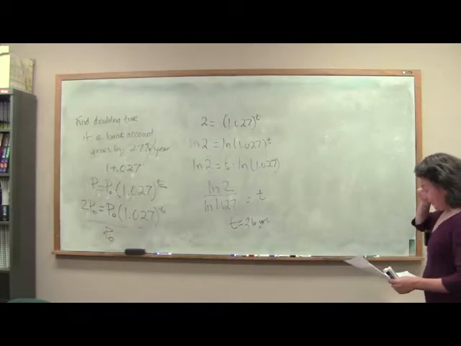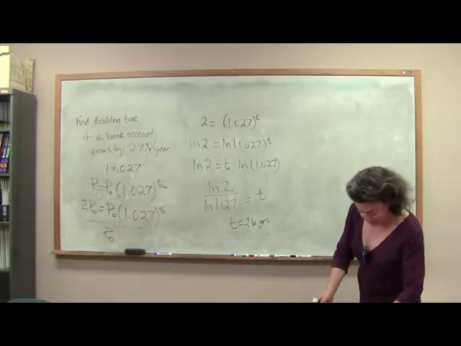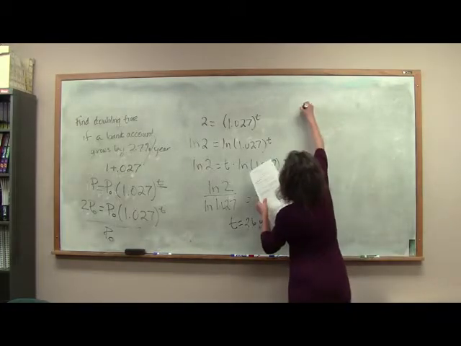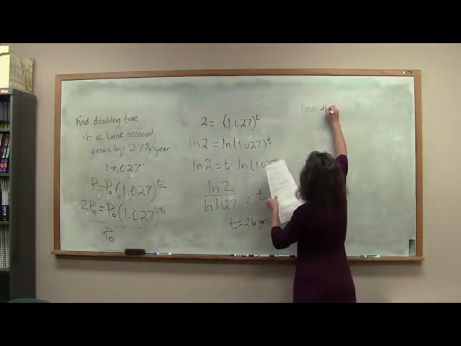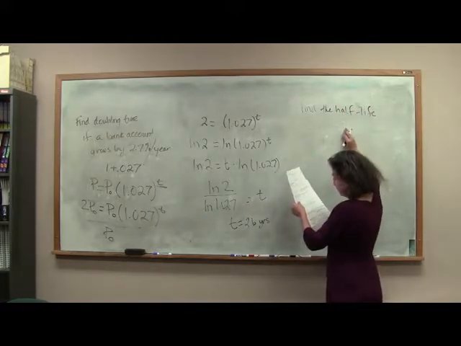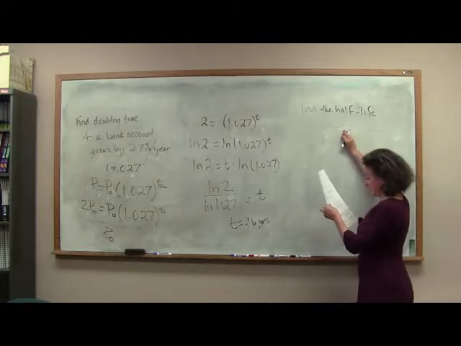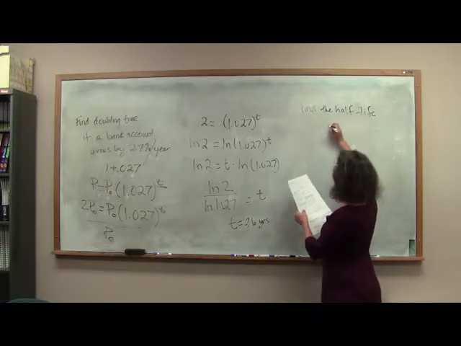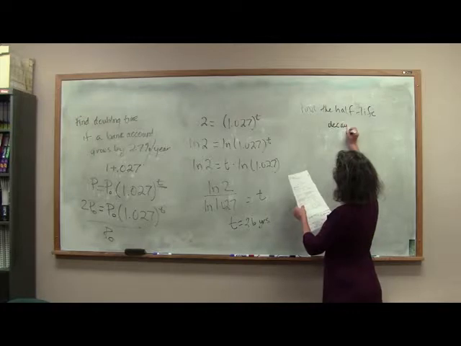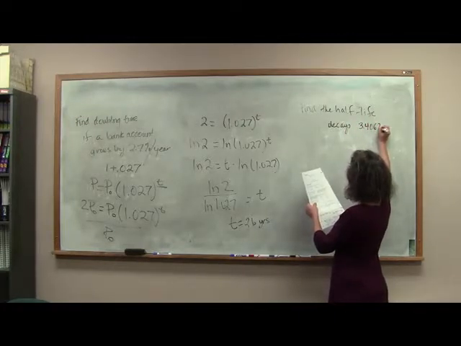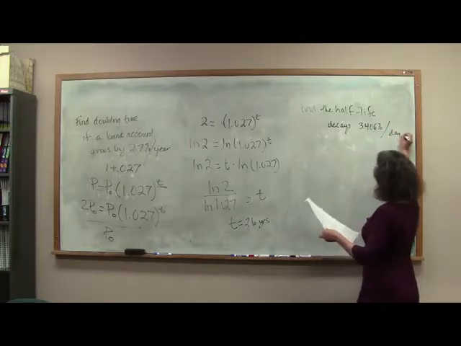Okay, now, in a similar manner, let's do another half-life. What if I want to find the half-life for this? It's called Einsteinium 253. But we're given that it decays at a rate of 3.406% per day.